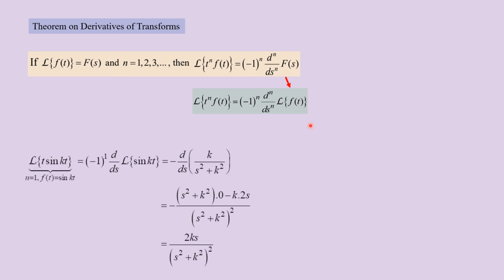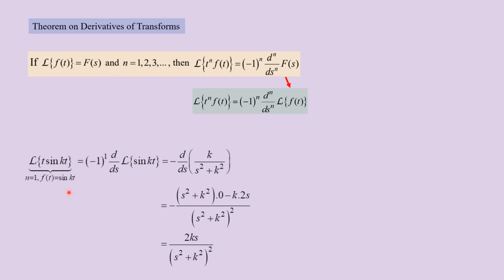Now we're going to try and evaluate the Laplace transform of t sine kt. We can use the theorem to find the Laplace transform of this function. When we compare this expression with t sine kt, we find that n is equal to 1, t to the power of 1, t to the power of n, so n must be equal to 1, and the f of t is sine kt.